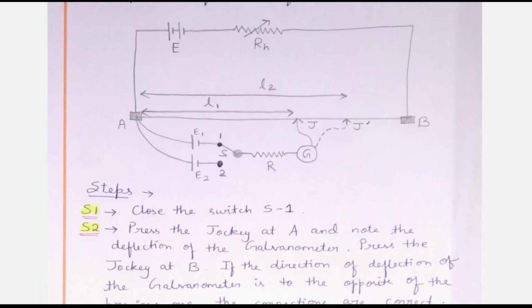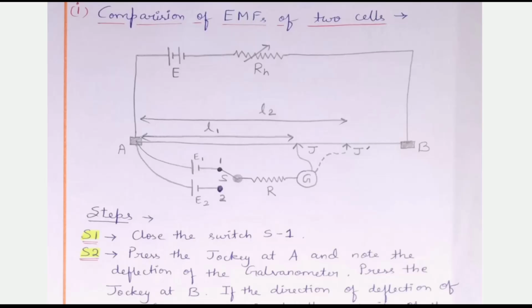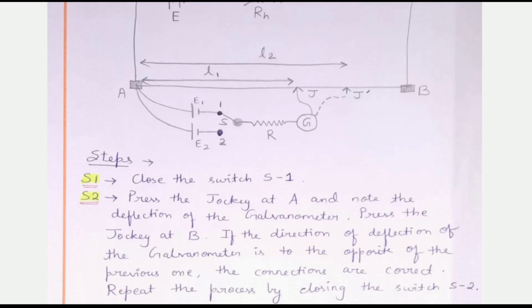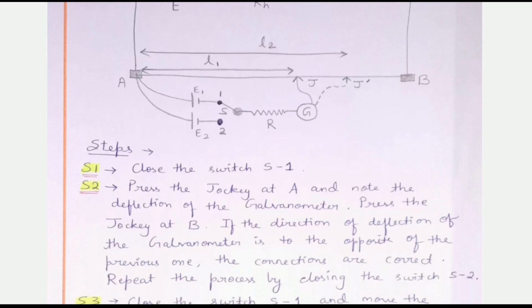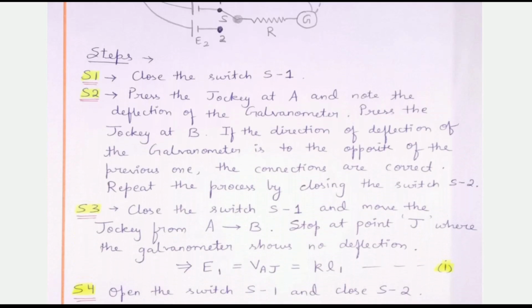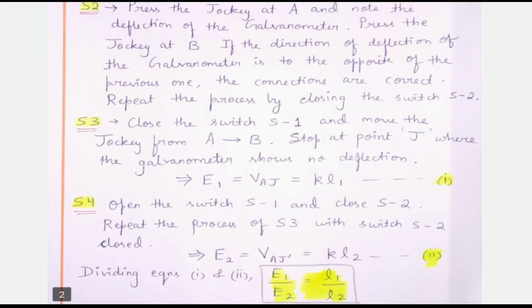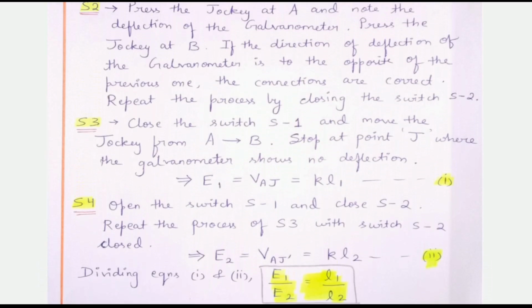Similarly, now if we close the switch S with 2 and once again move the jockey from A to B, and suppose this time we get the balance point or 0 point at J dash, then E2 will be VAJ dash, that is K into L2. E2 is equal to VAJ dash, which is equal to K L2. Now these are our two equations.